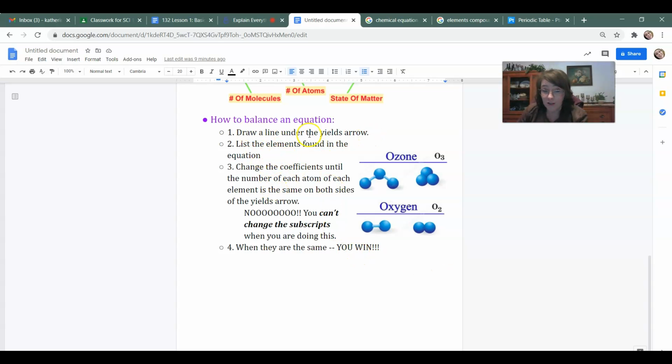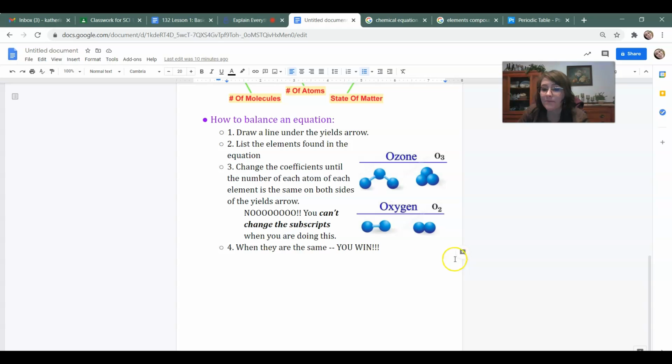Okay, so here's what I'm going to say. These are the directions. You're going to draw a line under the yield arrow. You're going to list the elements found on each side of the equation. You're going to change the coefficients until the number of each atom of each element is the same on both sides of the arrow. Here's the big thing that I want to emphasize: you cannot change the little subscripts.